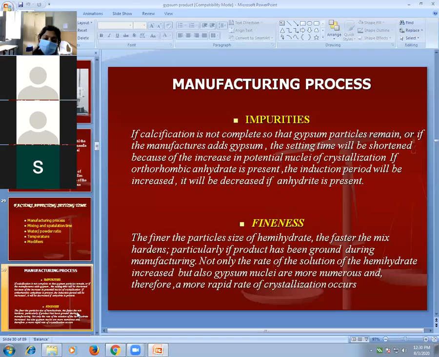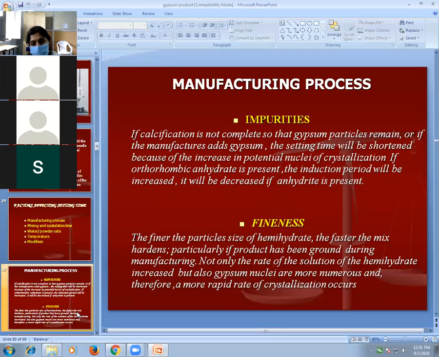So in short, if the calcination is not complete, there will be calcium sulfate dihydrate. What is calcination? We convert the calcium sulfate dihydrate into calcium sulfate hemihydrate, and if it is not complete, then there will be more crystals of calcium sulfate dihydrate. That calcium sulfate dihydrate crystal acts as a nuclei of crystallization and helps the reaction progress fast. So it decreases the setting time.